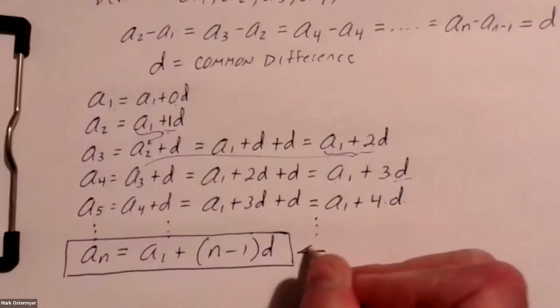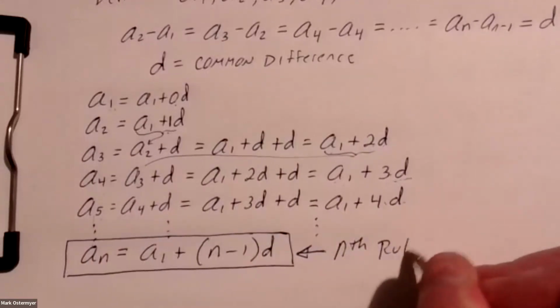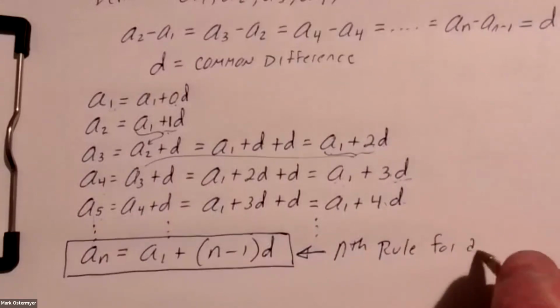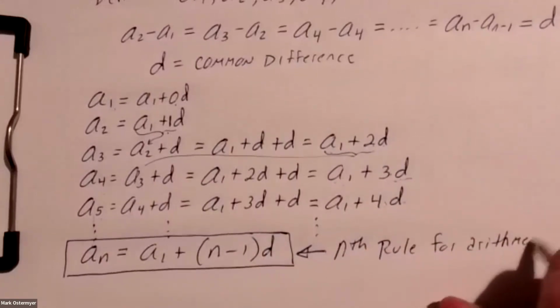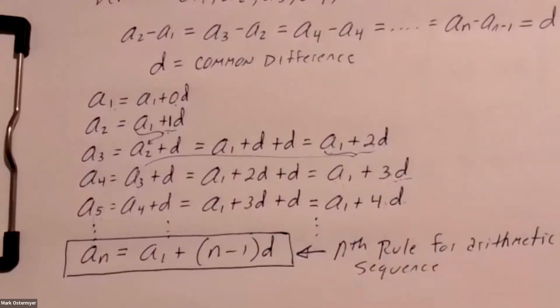This is an important formula. This is a formula you want to memorize. It is the nth term rule for an arithmetic sequence. This rule will generate any term of an arithmetic sequence.